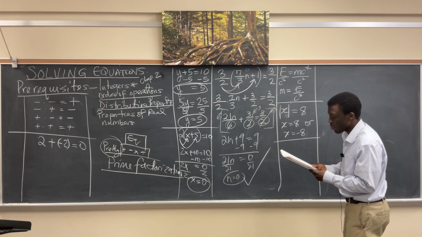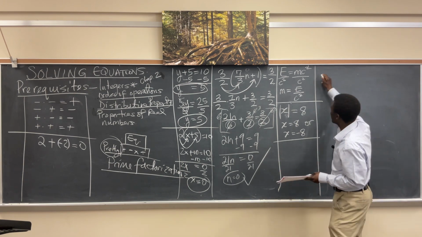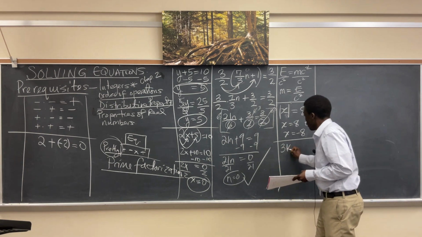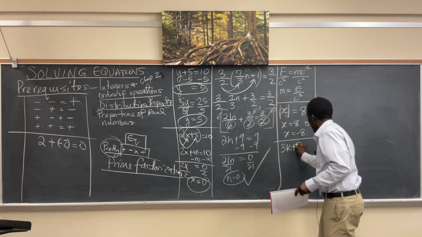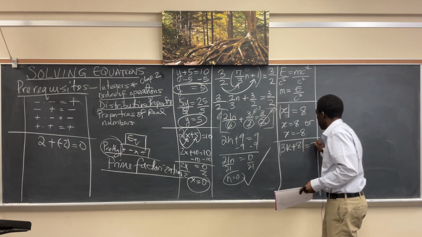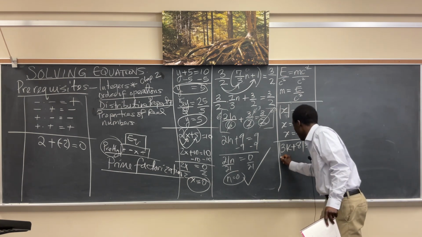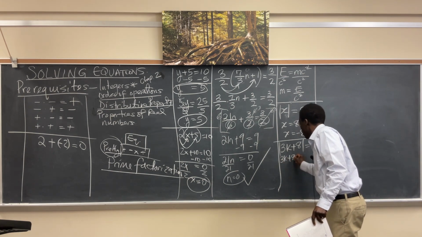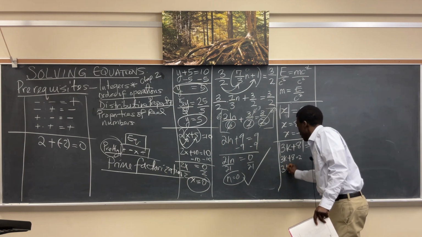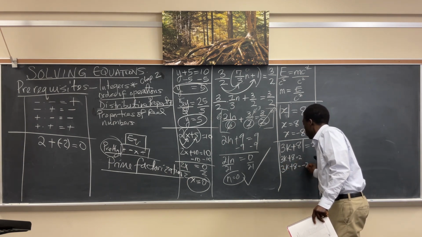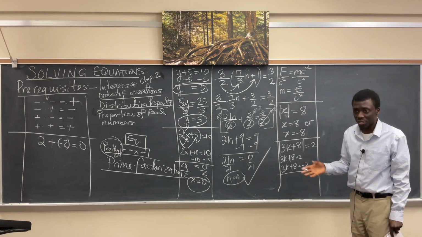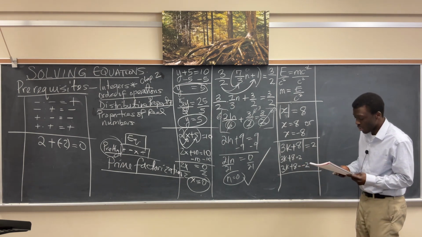So if somebody comes to us and says, what is 3k plus 8? Absolute value of that is equal to 2. That means it's already isolated for us. We're happy. We just say 3k plus 8 is equal to 2, and 3k plus 8 is equal to negative 2. So basically, you're going to solve two equations. Same thing, that's what we need to do there.